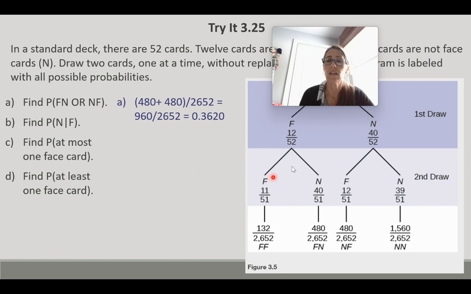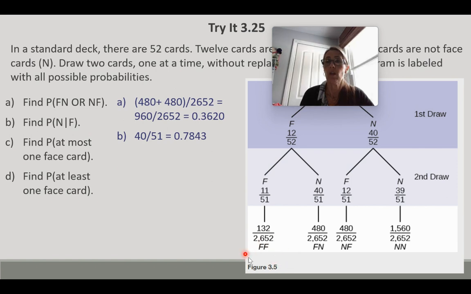What's the probability we pick not a face card given our first pick was a face card? So go down the face card branch first and then down the not a face card. So this is our second draw. We've already picked our face card. So it's going to be 40 over 51. So that one's kind of nice because you can just look right on the diagram and get your probability.